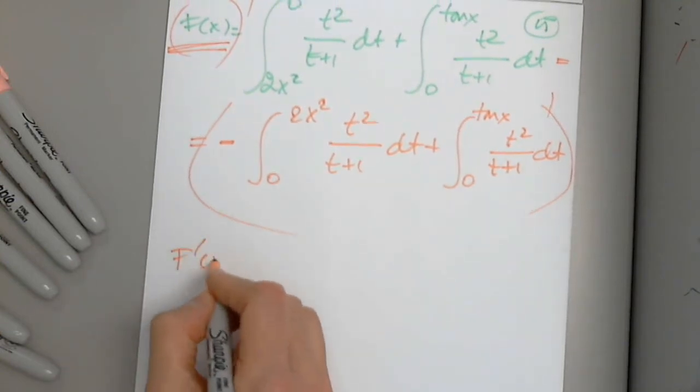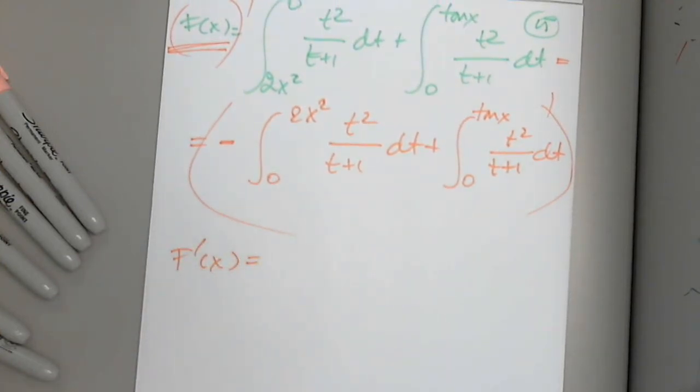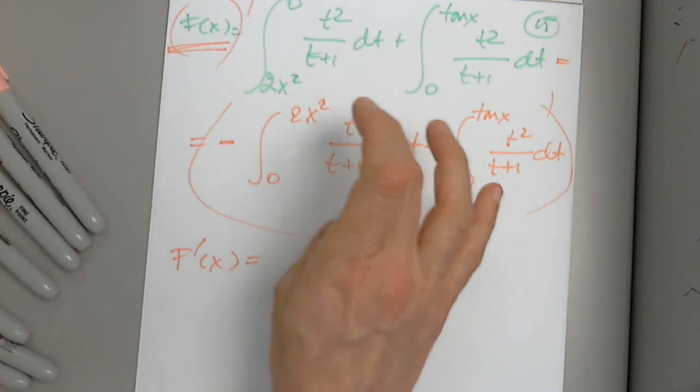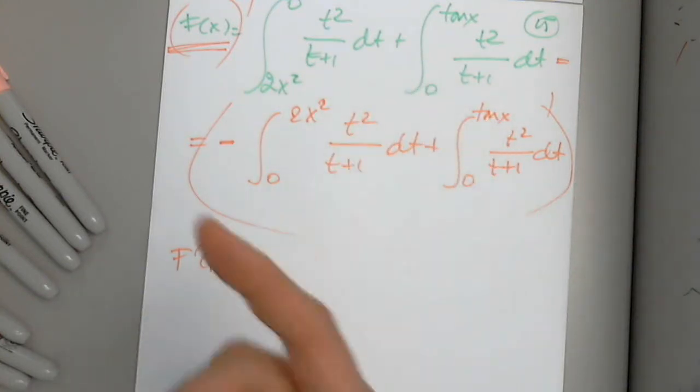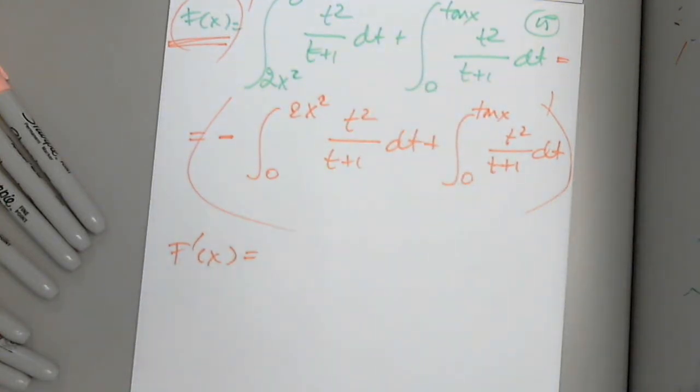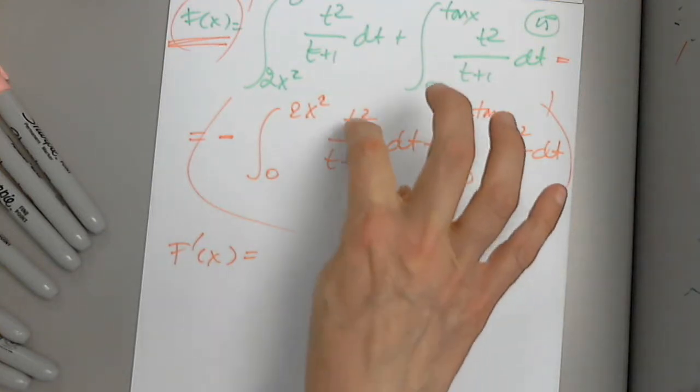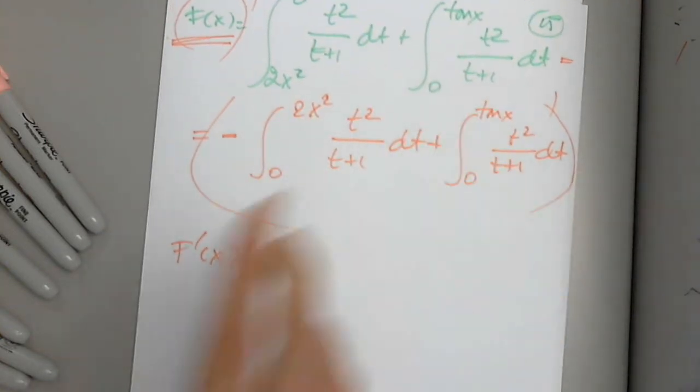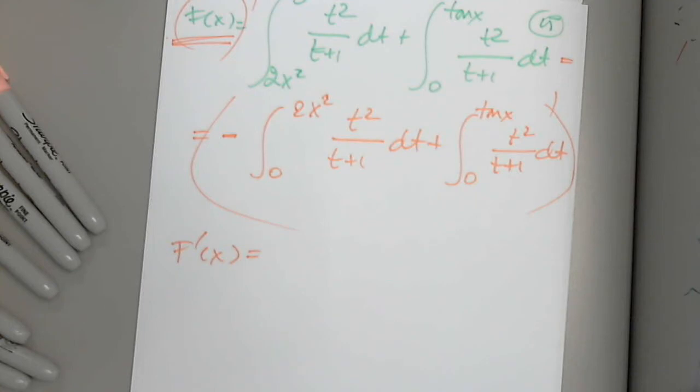And what do I get for f prime? As long as I do not replace t by a function, I don't have to differentiate that function. But when I replace t by a function, I have to say, by the chain rule, I have to multiply by the inner function prime. And I'm ready when you are.